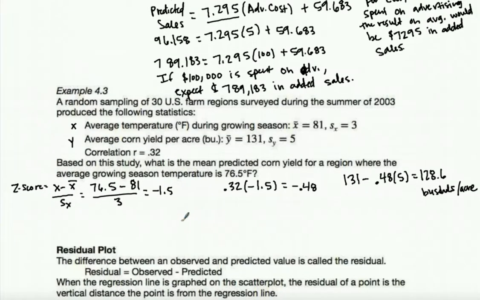Now, another way you could have done this is to find the regression equation using the slope and then finding the y-intercept. If you remember from my last slide, our slope was equal to our correlation times our standard deviation of y over our standard deviation of x. In this problem, our correlation is 0.32, our standard deviation of y is 5, and our standard deviation of x is 3, so you would have gotten your slope to be 0.533.